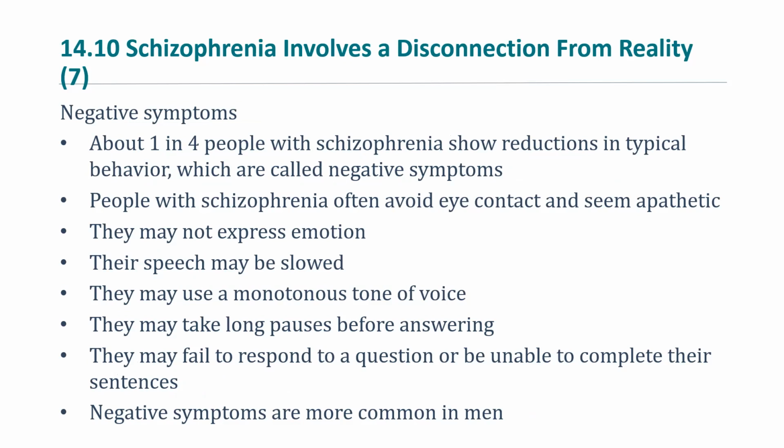People with schizophrenia often avoid eye contact and seem apathetic. They may not express emotion. Their speech may be slowed. They may use a monotonous tone of voice. They may take long pauses before answering. They may fail to respond to a question or be unable to complete their sentences. Negative symptoms are more common in men than in women. Once again, there's something missing in each of these examples. Something is slowed down or is missing from their normal behavior.